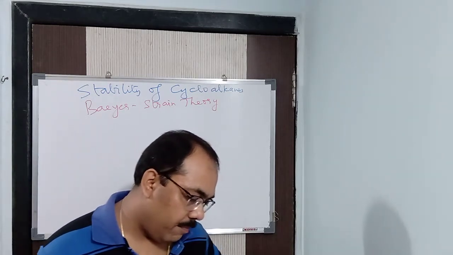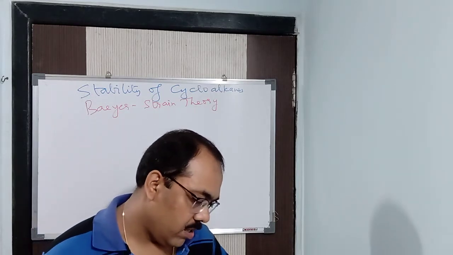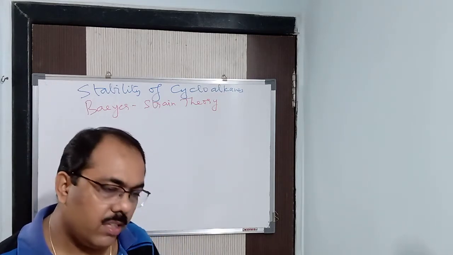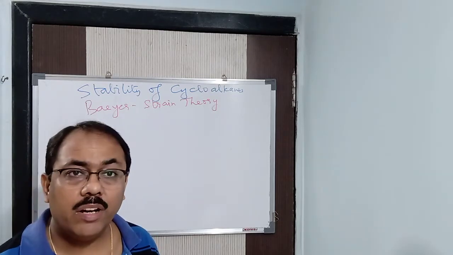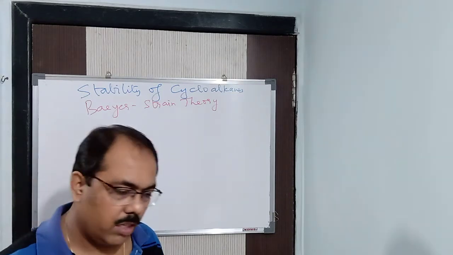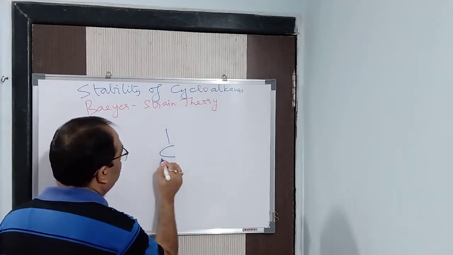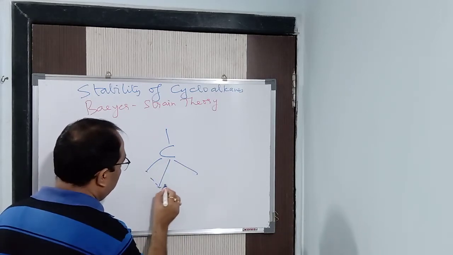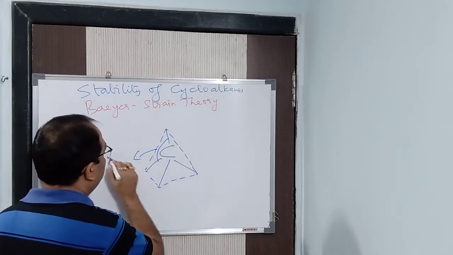Fine. Now the Baeyer strain theory is based upon the assumption that an open chain organic compound has the normal bond angle, let us say 109.5 degrees. Now this angle, where did we get it from? It is the bond angle of a regular tetrahedron. Tetrahedron, 4. Got it? The bond angle is 109.5 degrees. This one is a tetrahedron. Of course this is not drawn straight, in this way. This is a regular tetrahedron and the bond angle here is 109.5 degrees.